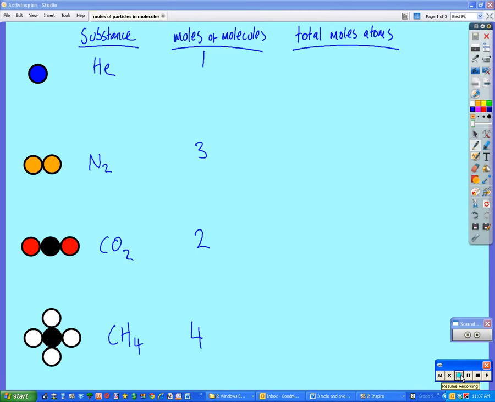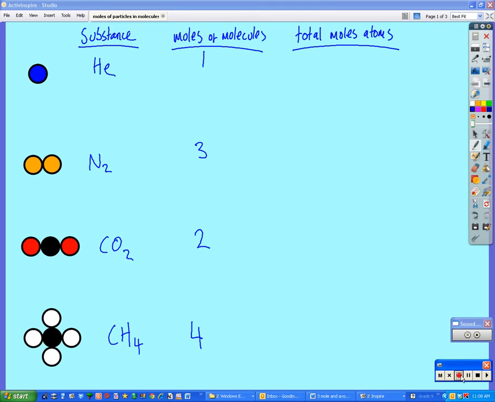Okay, here's a concept that students struggle with to do with moles, and that's trying to figure out how many moles of individual particles we've got in a substance. And I've chosen 4 molecular substances here. That means that they exist as molecules. I've got helium, nitrogen, carbon dioxide and methane, and I've represented them as simple models with circles representing the different atoms.